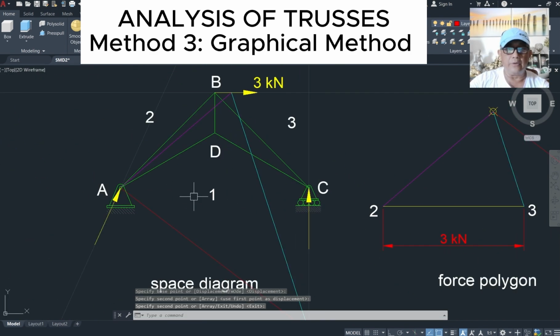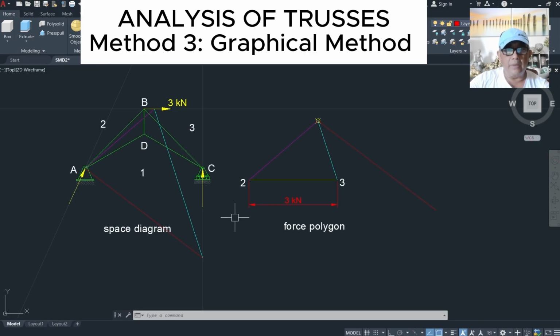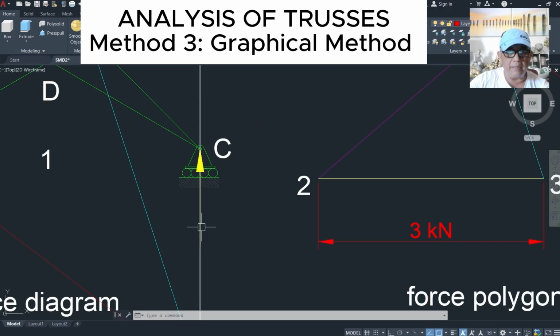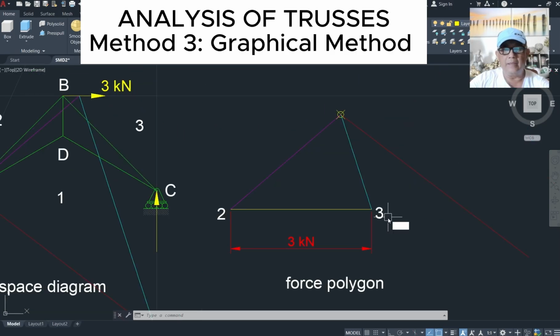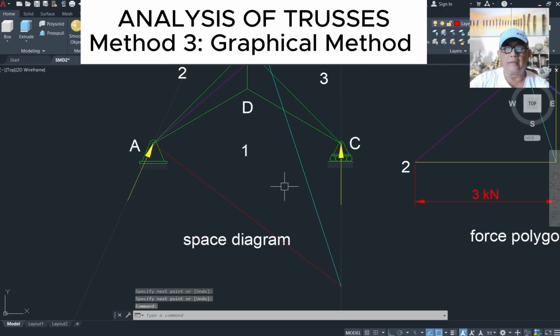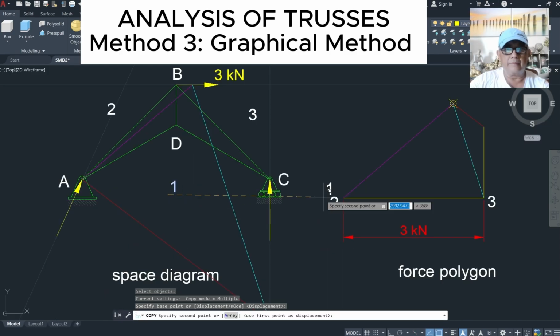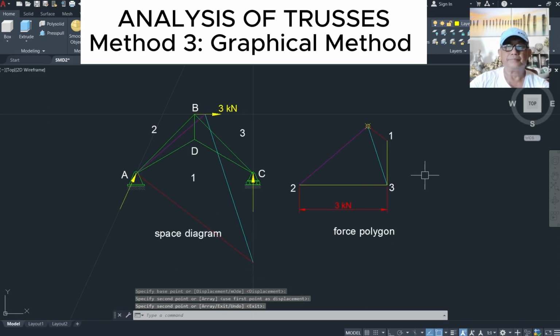So we are now going to locate point 1. We have 1, 2. We don't know where point 1 is. But we know that here at 3, there's a vertical force going up. So from 3, there should be a line that goes up over here and should intersect this line 1 here. So this will be our point 1. Okay? So the line that is going to close this force polygon is the reaction at A.